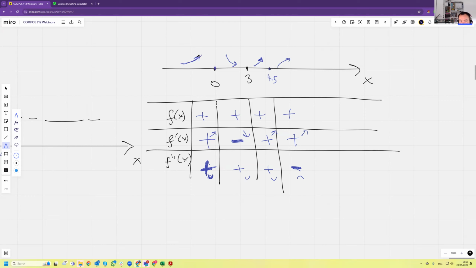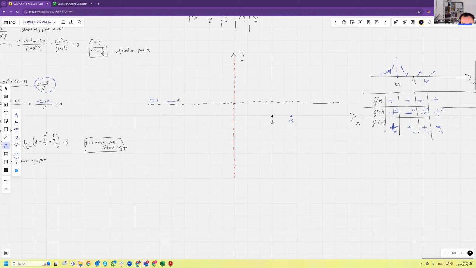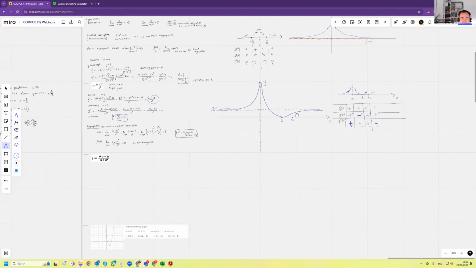All right, so we can draw the graph. From here it's going like this, asymptote. Then from 0 to 3 it goes all the way down to 3. From 3 to 4.5, inflection, and then going like this towards the asymptote. Lovely. Thank you, Kaden.